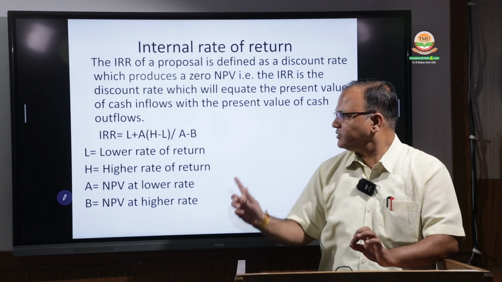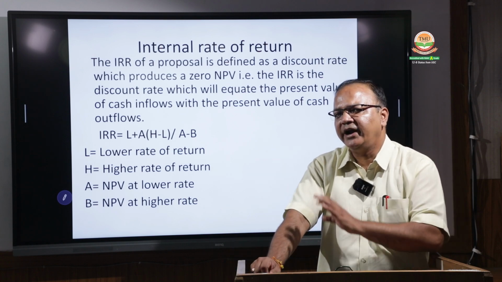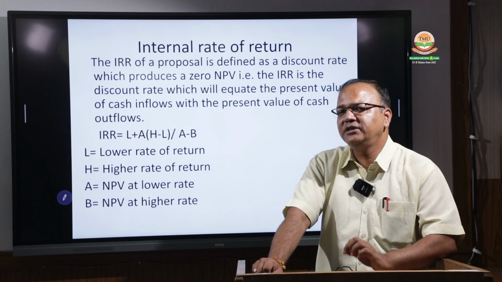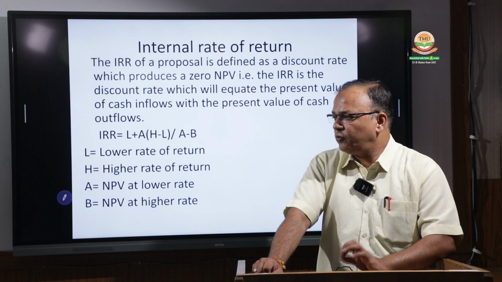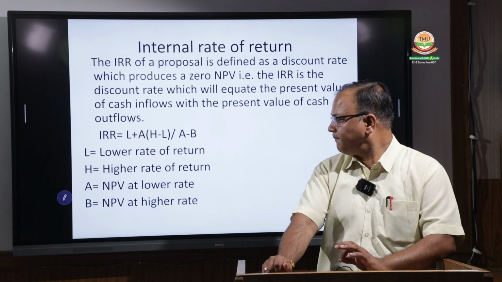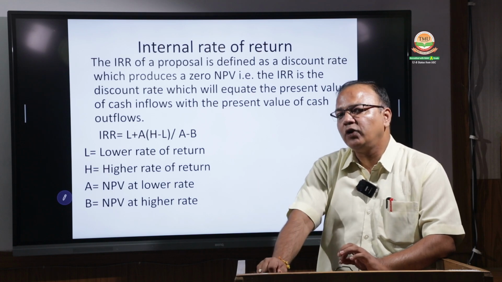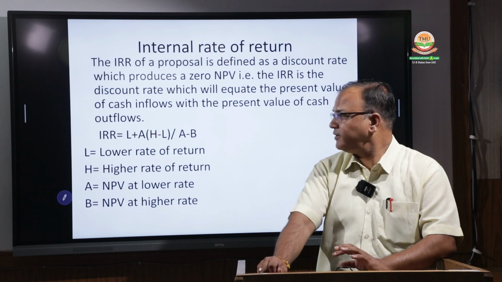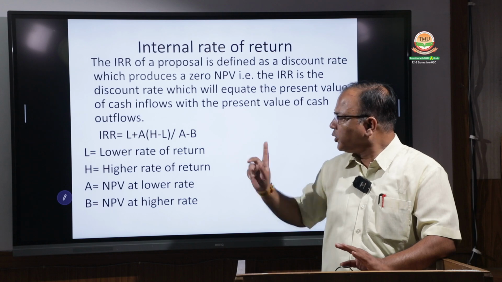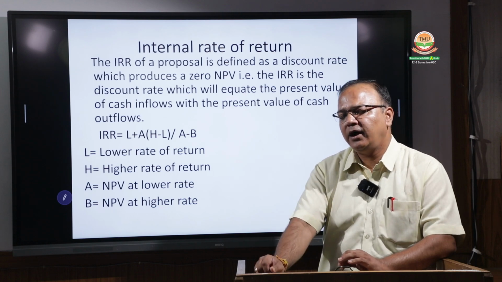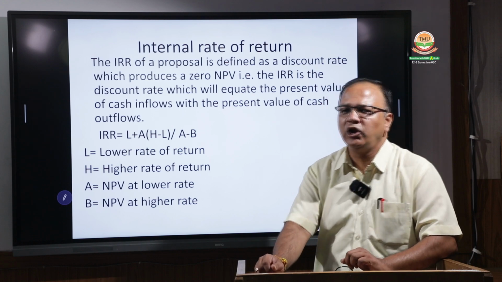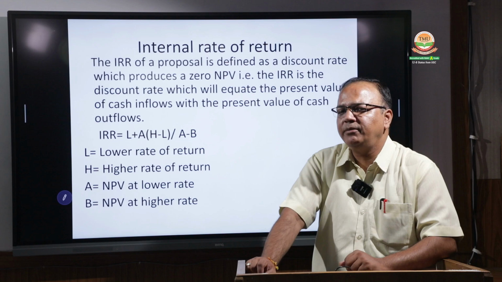After that, you have to apply the formula, which I have written on the slide. IRR is equal to L plus A into H minus L. L means lower rate, so the lower rate is 10%. A is equal to NPV at the lower rate, it was 5,000. So 10% plus 5,000 into H minus L. The difference between the higher rate and the lower rate, 20 minus 10, will be 10.